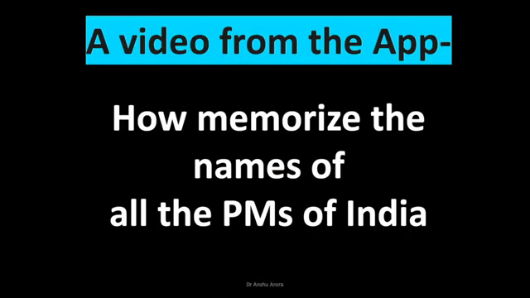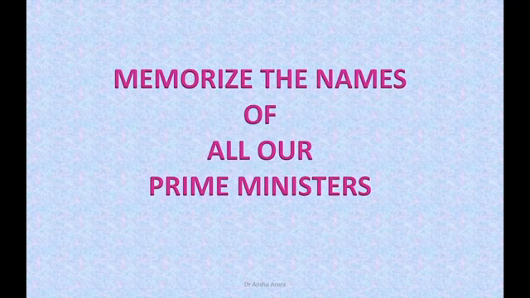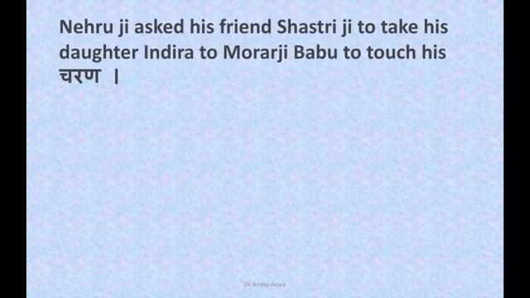I'm sharing a video from my app on how to memorize the names of all the PMs of India. Through this video, we will memorize the names of all our prime ministers since 1947. Just listen to this short story. Nehru ji asked his friend Shastri ji to take his daughter Indira to Morarji Babu to touch his charan.